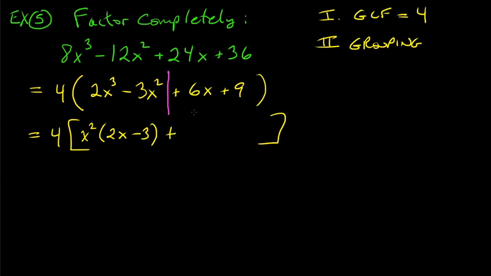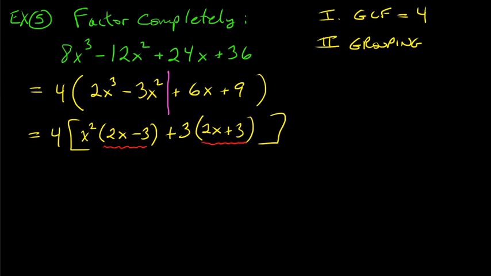Okay. What about the last 2 terms? The 6x plus 9. The 6 and the 9 are both divisible by 3. So 3 is the GCF. Let's factor out the 3. And 6x divided by 3 is 2x. And 9 divided by 3 is 3. Okay. So we factored the first 2 terms and the last 2 terms separately. Now, we see that we can factor out the 2x minus 3.